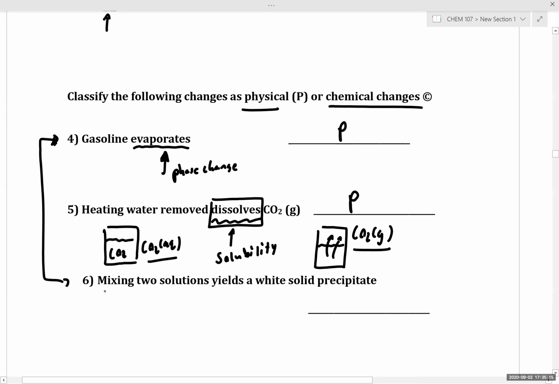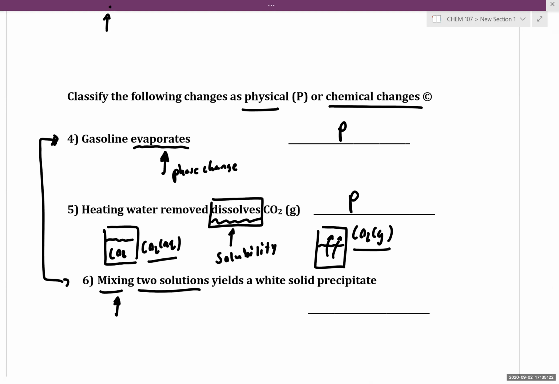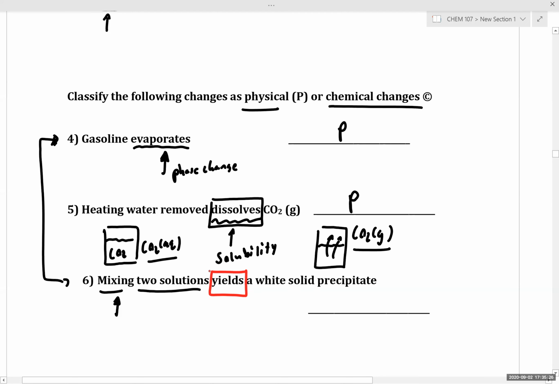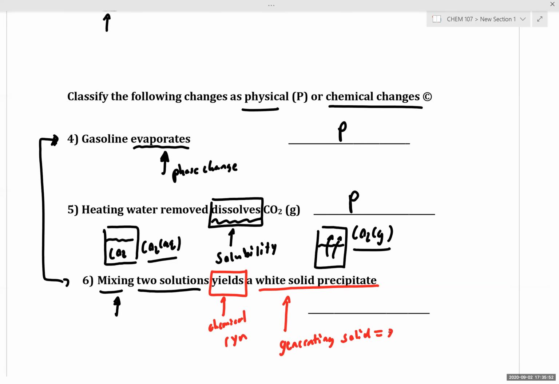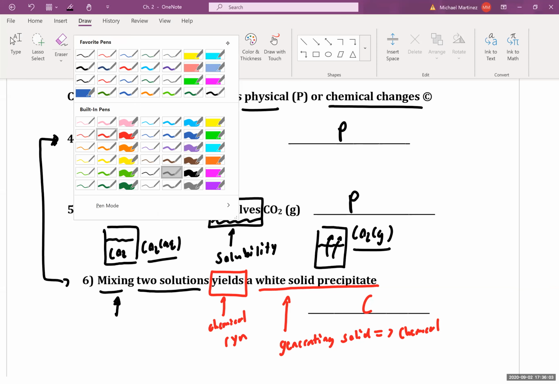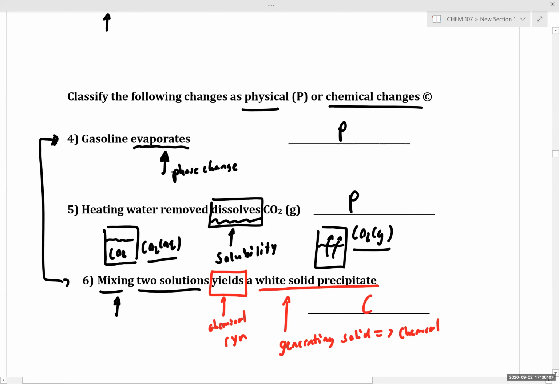Perfect. Now for our last example, mixing two solutions. We see the keyword of mixing, but let's keep reading this problem. Yields. So yield is another keyword that you may want to know. This is a key sign that you're dealing with a chemical reaction. And the real nail in the coffin in this example is that mixing these solutions yields a white solid precipitate. And since we are generating a solid, if we're making a new chemical species, what does that tell us? That we're dealing with a chemical change. So this would be a chemical change. Do these examples make sense to everyone? Are there any questions that I can address?